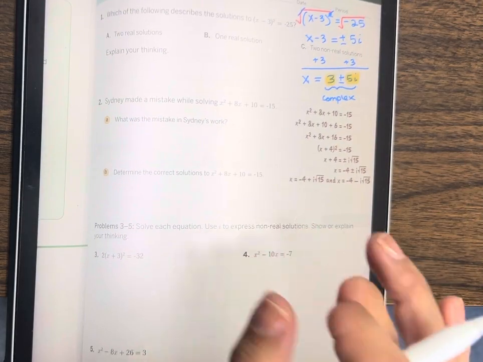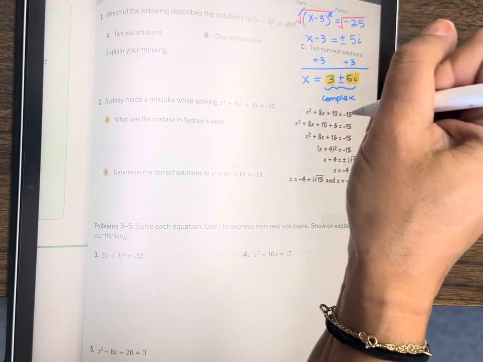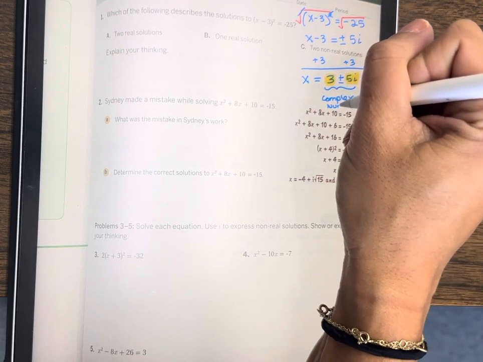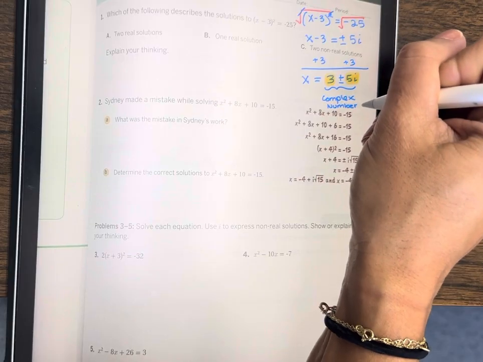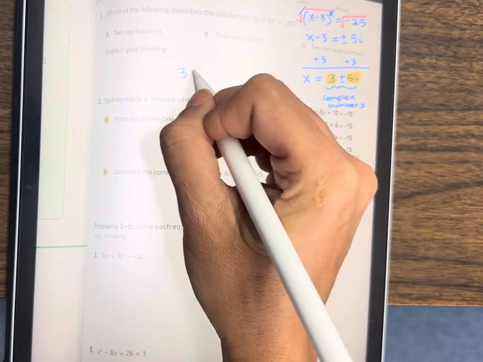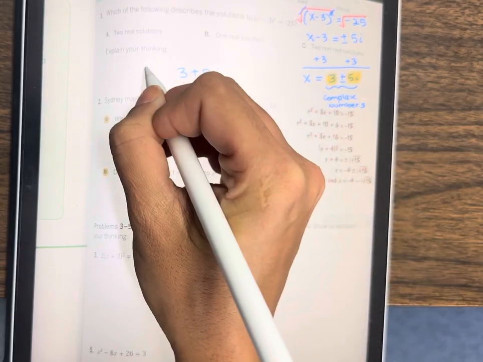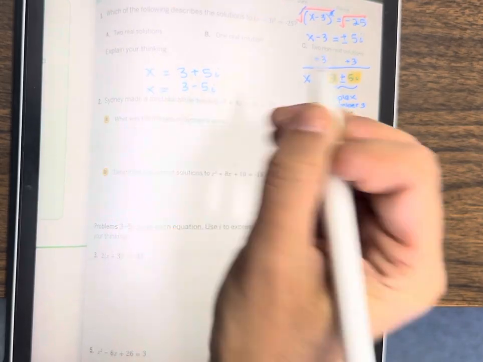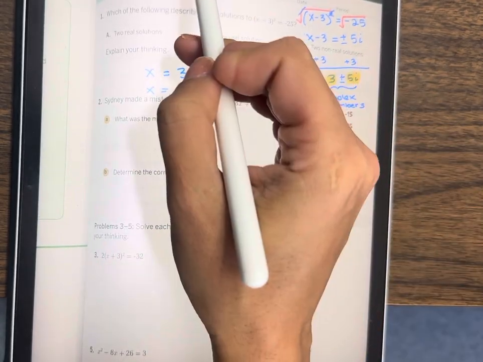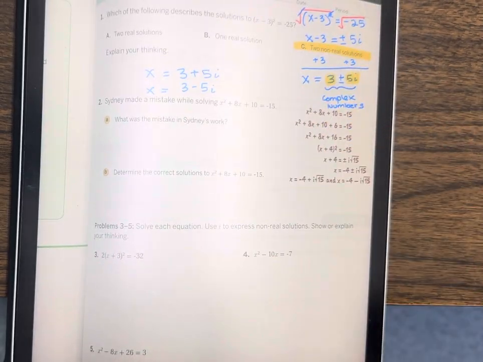Complex number. How many solutions is this, by the way? I've been saying this is a complex number. Technically, I was wrong. These are complex numbers because there's 2 of them. There's 3 plus 5i and there's 3 minus 5i. X equals. I've got myself 2 very not real solutions because of the presence of the i.